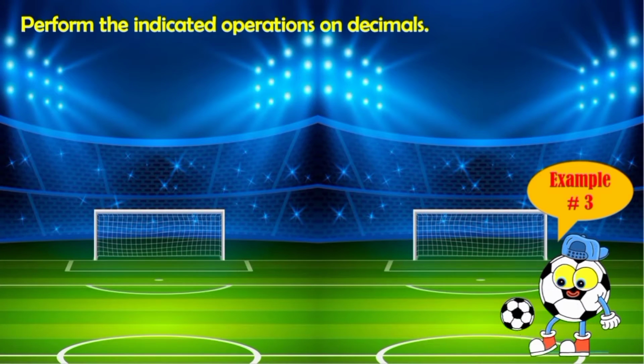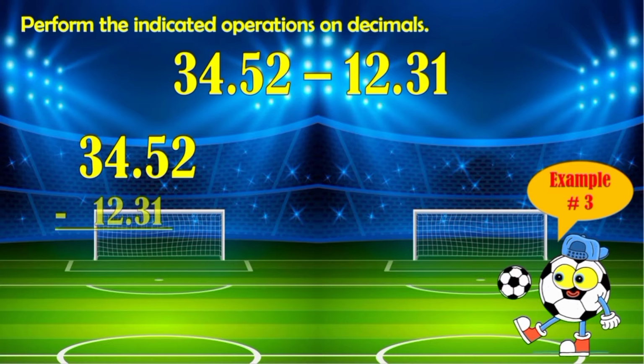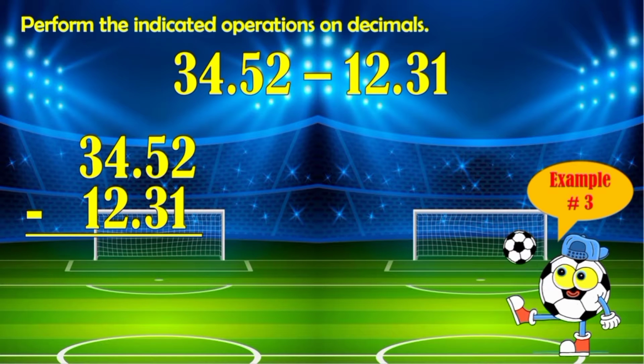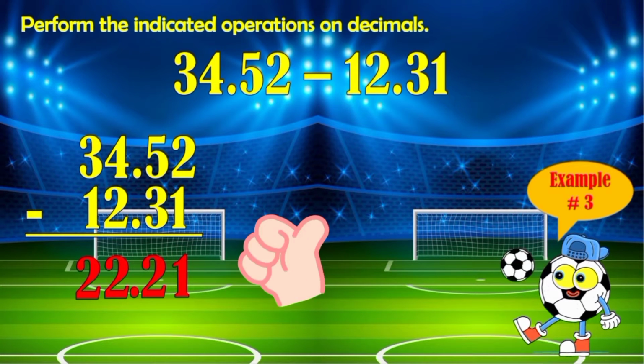Example number 3. 34.52 minus 12.31. To subtract decimal numbers, all you have to do is to align the decimal point. 2 minus 1 is 1. 5 minus 3 is 2. 4 minus 2 is 2. And 3 minus 1 is 2. Then bring down the decimal point.